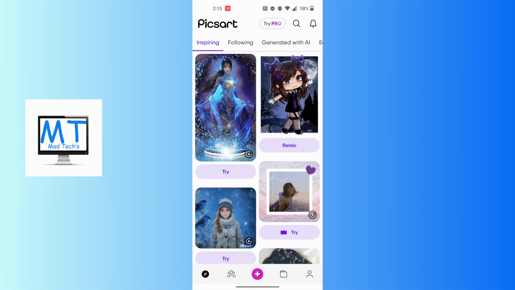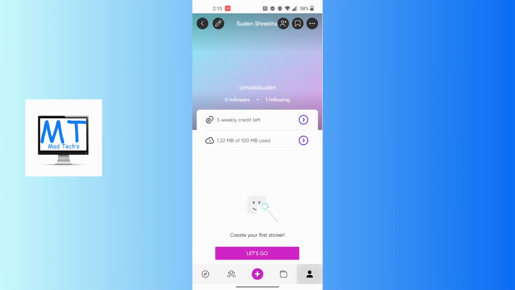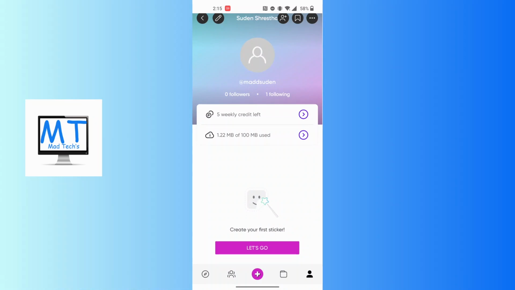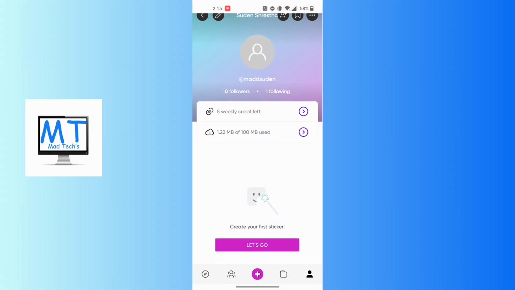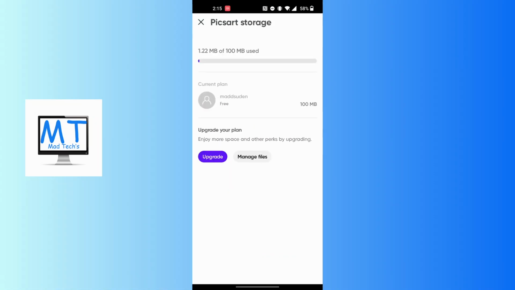And at the bottom right corner of the screen, you can see there is a person or profile icon available for us. Tap on the person or profile icon at the bottom right corner of the screen, and you land over here where at the middle section of the screen you can see there it says 5 weekly credit left, and below it there is the storage status of your Picsart. Tap on the storage status, and over here your storage used in Picsart will be shown to you.